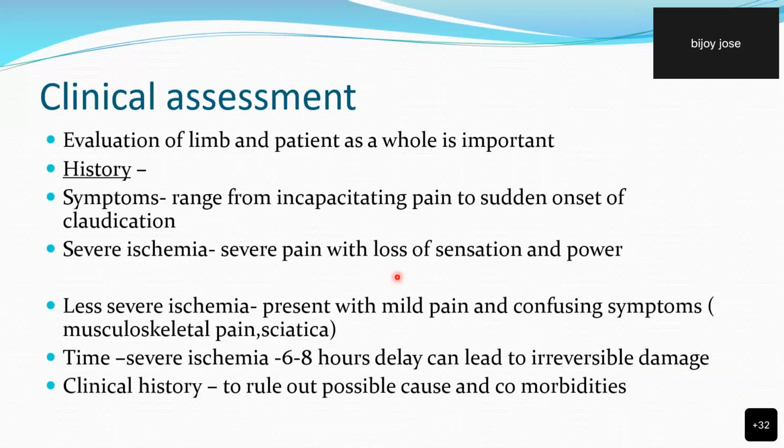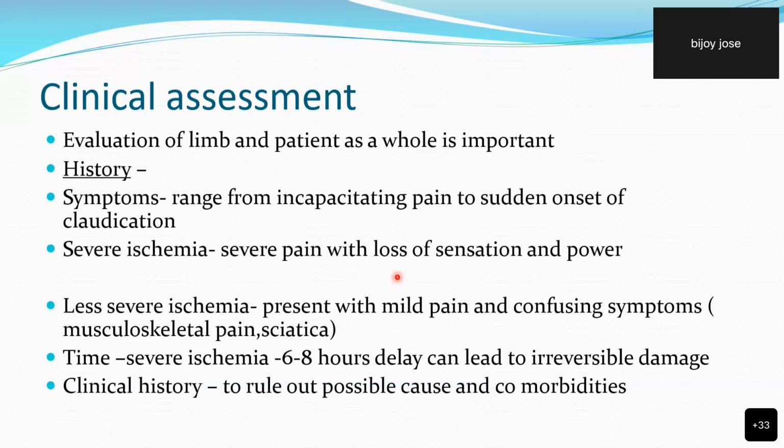History: symptoms range from incapacitating pain to sudden onset of claudication. The patient may be walking normally, and suddenly will experience severe excruciating pain over the upper limb or lower limb because of the sudden occlusion, mainly where the bifurcation of the vessels gets occluded. So the patient presents with a severe onset of pain. With severe ischemia, the patient presents to the casualty with not only pain, but sensory loss, and may have motor weakness also.